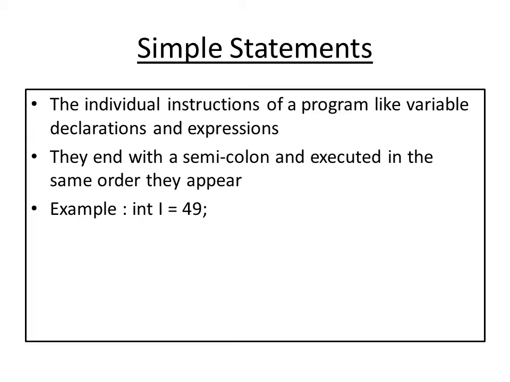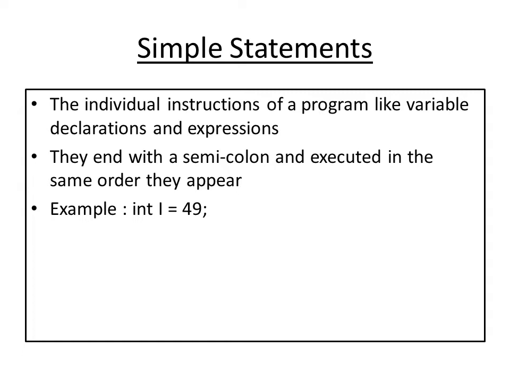First is simple statements. These are individual instructions of a program, like a variable declaration or expression. That means a statement of a single line. Example: int i equal to 49. They end with a semicolon and they are executed in the same order they appear. Here 49 is being assigned to i. This is an example of a simple statement, that means one single line.